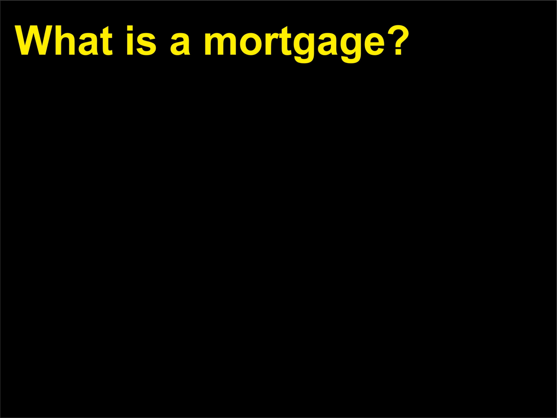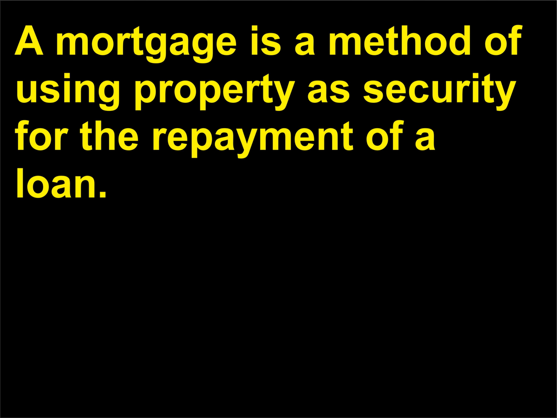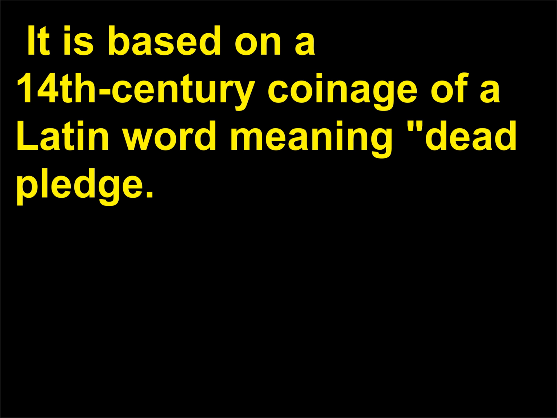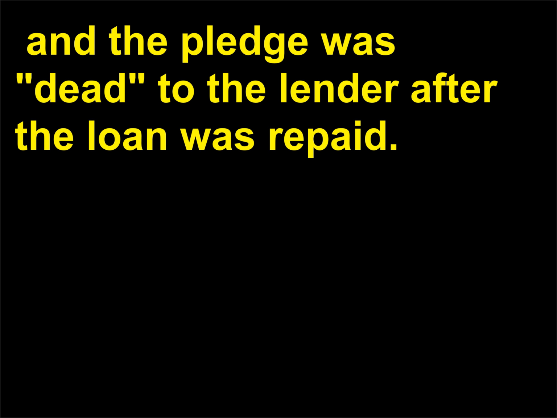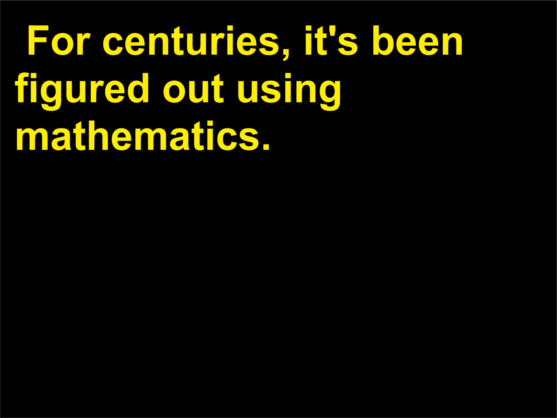What is a mortgage? A mortgage is a method of using property as security for the repayment of a loan. It is based on a 14th century coinage of a Latin word meaning dead pledge. The interpretation was that the property was dead to the borrower if he defaulted on the debt, and the pledge was dead to the lender after the loan was repaid. For centuries, it's been figured out using mathematics.